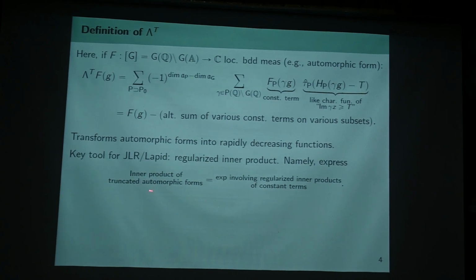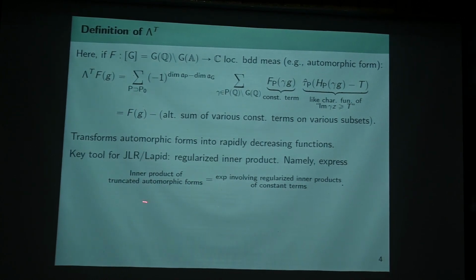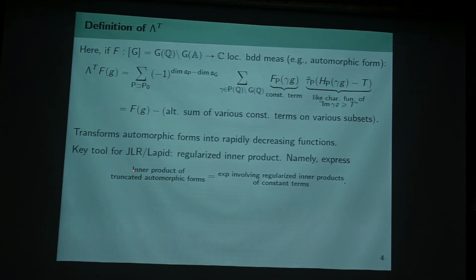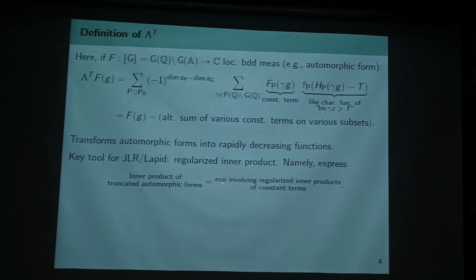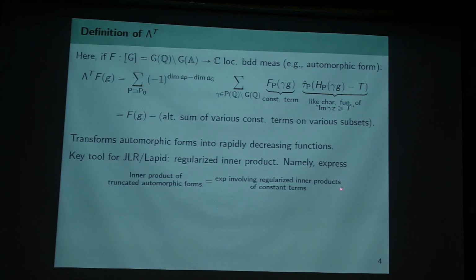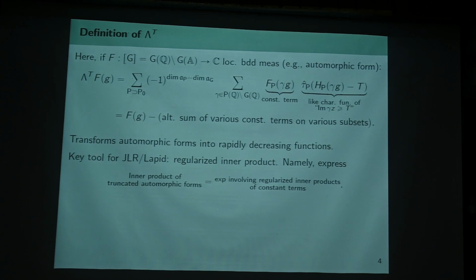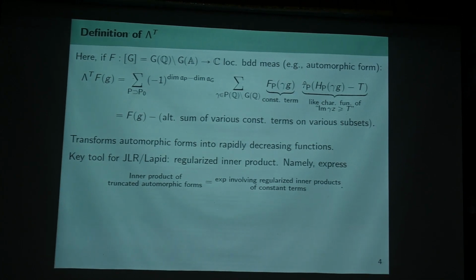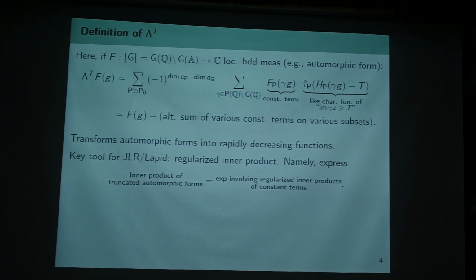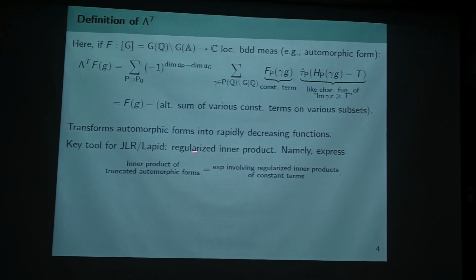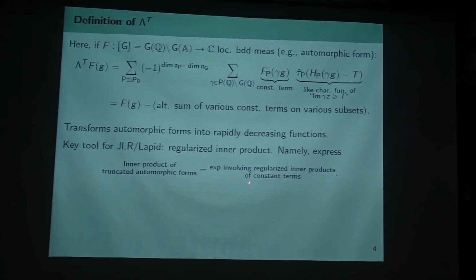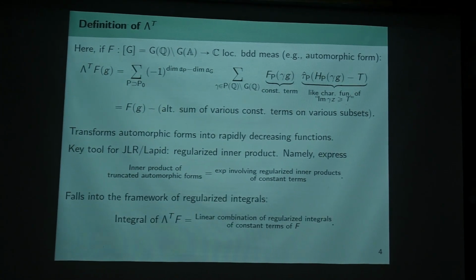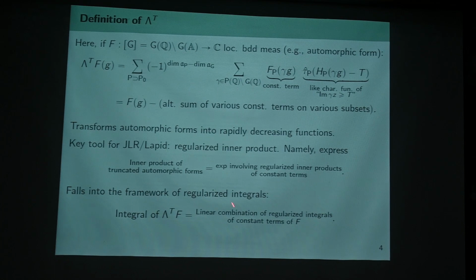Okay, so what do Lapid or Jacquet, Lapid, Rogawski do? The inner product of truncated Eisenstein series, they write it as an expression involving regularized inner products of constant terms of that series. Okay. So originally the problem was that the inner product of Eisenstein series does not exist. In fact, the regularized inner product of Eisenstein series does exist, but that does not give you what you want. So you actually truncate it, but then to understand the truncated stuff, you go to the regularized stuff of various constant terms. Okay. So basically, it falls into a framework called regularized integrals.